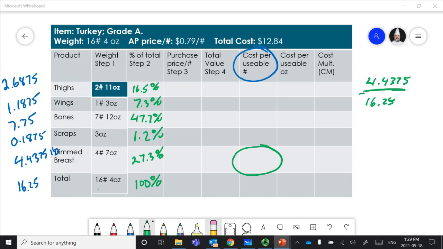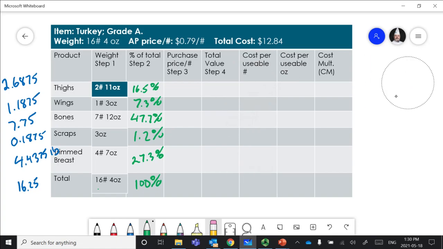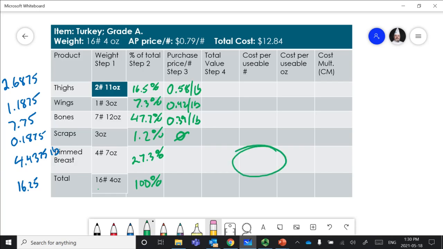So what would we pay for those thighs from our supplier? We would phone them up, right? So in the example here, you've been given a price of 0.58 cents per pound, right? I'm just going to erase this to make some room here. So we called up our supplier and they said, it's 58 cents per pound for our thighs and 42 cents per pound for our wings. And our turkey bones are 39 cents per pound. And scraps, those aren't worth anything, so they're zero, right? There's no calculation in step three. In a question given to you on an exam, this information will be given to you. You cannot calculate these ones. You're going to calculate the trim breast, this one down here again, right?